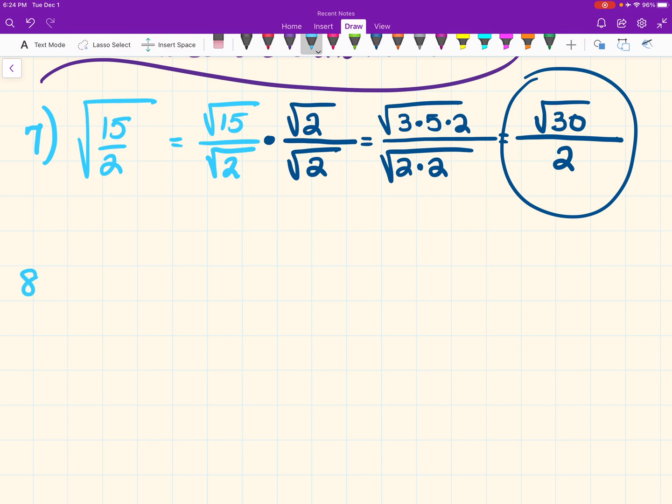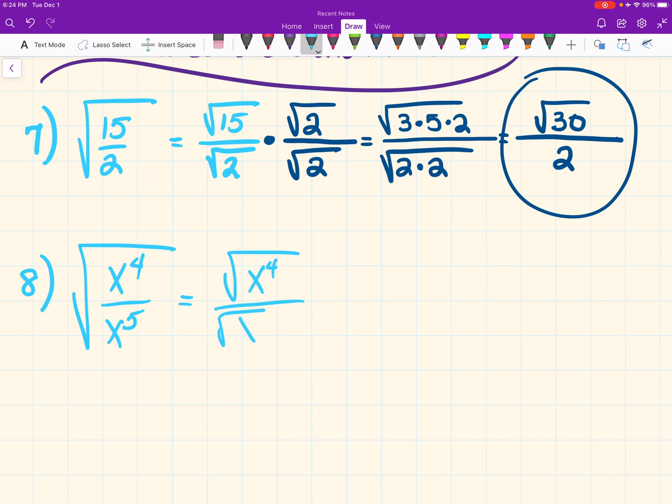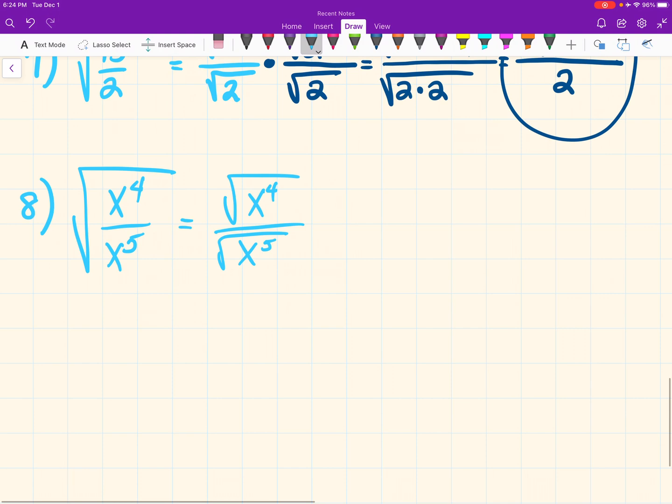So let's look at a couple more of these. If we have the square root of x to the 4th over x to the 5th, okay? So let's start with, we have the square root of x to the 4th over square root of x to the 5th. Now there's a couple things you can do here. You can start by simplifying and then rationalizing, or you can just rationalize and then simplify. I happen to be of the feeling of I rationalize then simplify. I look at this and I say, well, the square root of x to the 5th needs to come out.